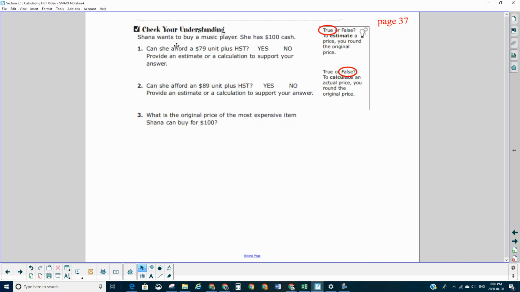We can test this out in this example. Shannon wants to buy a music player. She has $100 in cash. Can she afford a $79 unit plus HST? Let's do the calculations. So 79 times 1.13. I'll give you a moment to punch that in your calculator. And we'll see that our cost is $89.27.